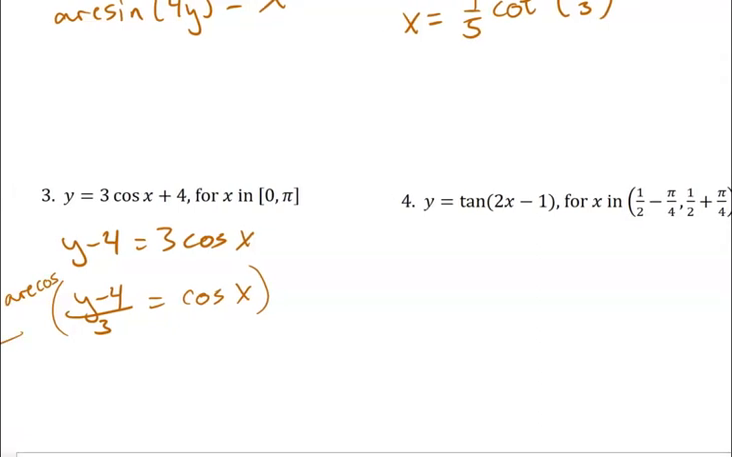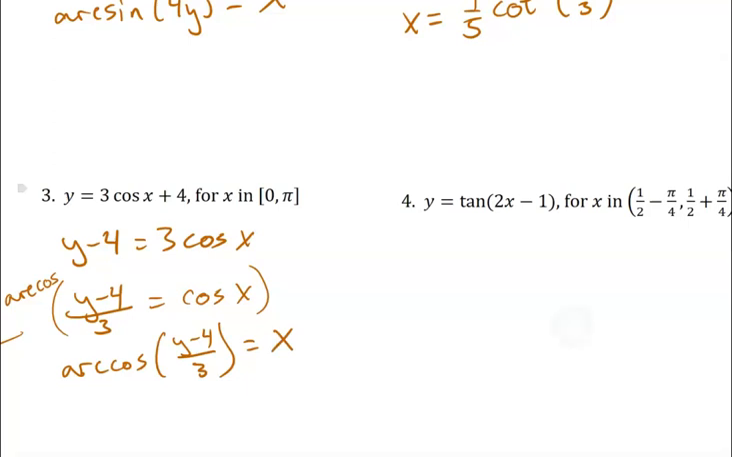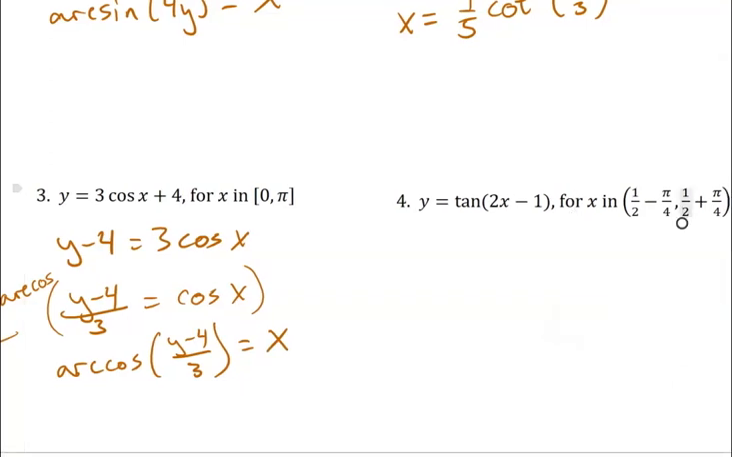There we go. Arc cosine of both sides, and so we have arc cosine of the whole quantity (y minus 4) over 3 is equal to arc cosine of x, which is just x. Okay, and then last example here, I am undoing the tangent first because there's parentheses around the 2x minus 1, so I'm going to do that last.